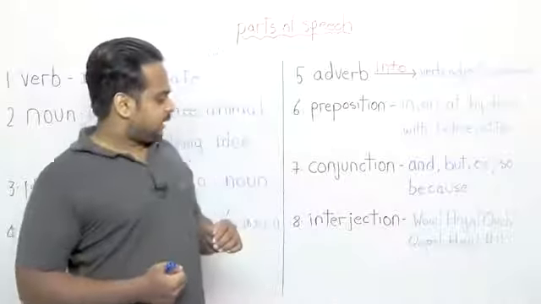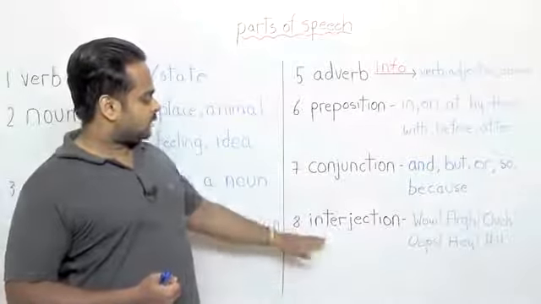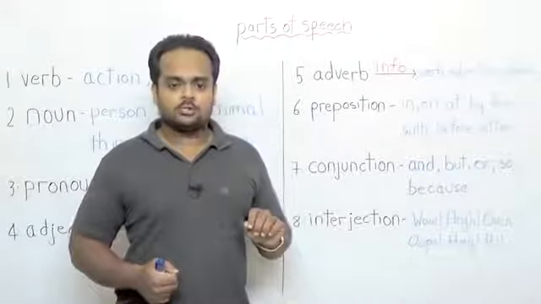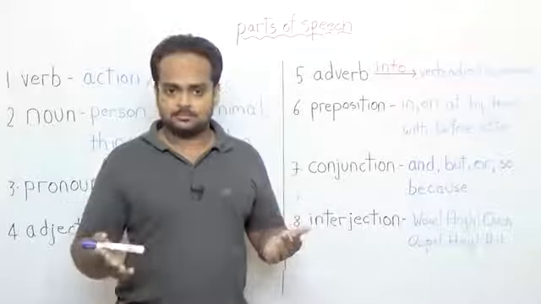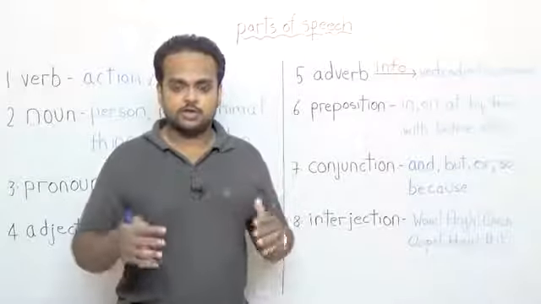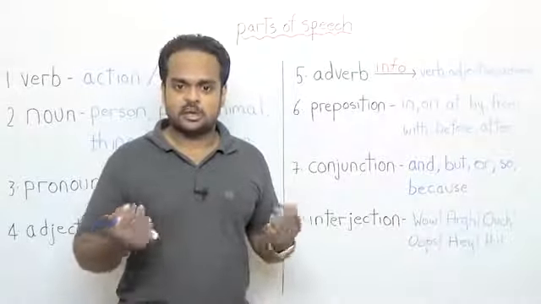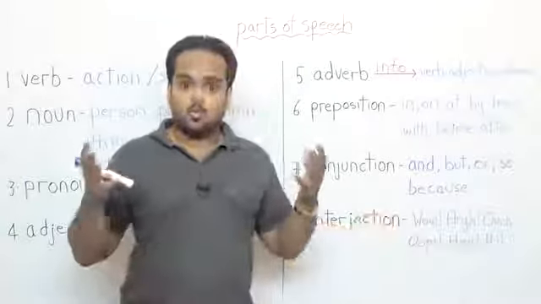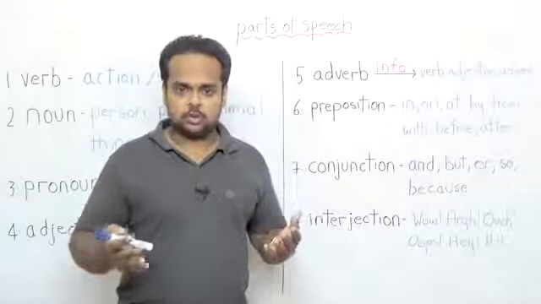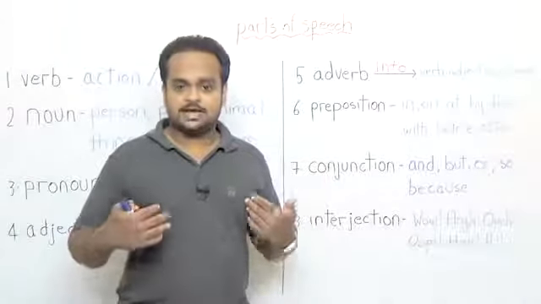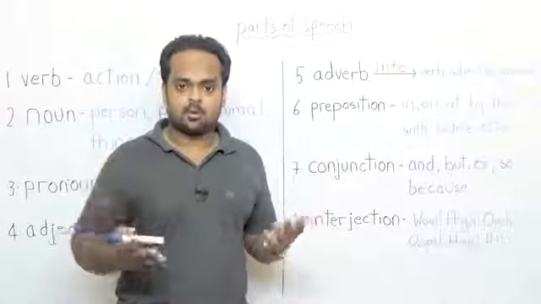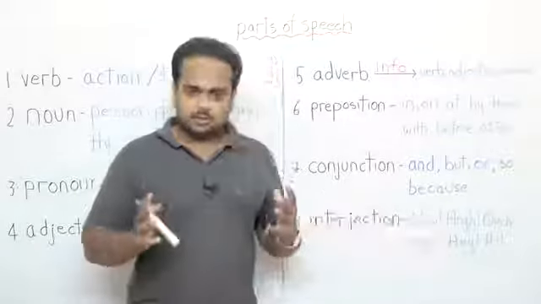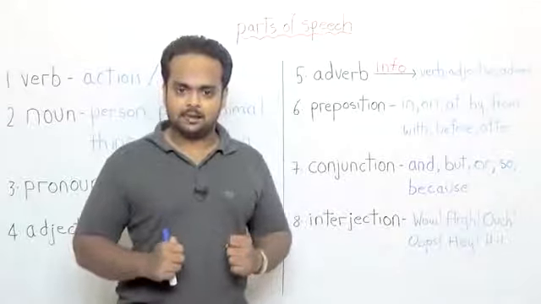All right, the last part of speech that we will look at is the interjection. Interjections are words that have no real meaning, but they help us to show sudden emotion or exclamation. For example, the interjection, wow, shows excitement, surprise, or amazement. The interjection, shows frustration or anger.